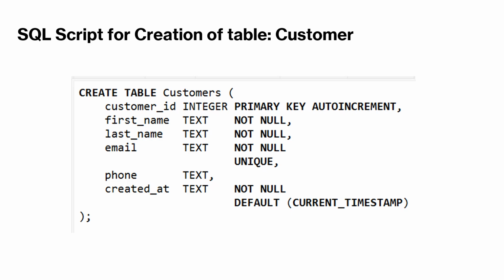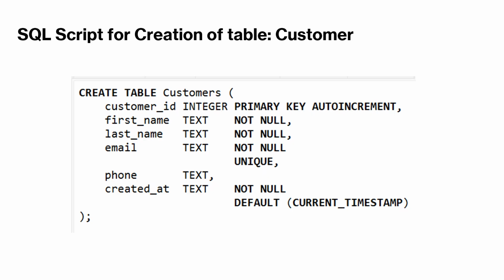So this is our SQL script for creation of the table customer, where we have used customer ID as the primary key, along with first name, last name, email, phone, and created at. We have used the current timestamp in created at so that the actual time is stamped in the database when the customer ID is created.